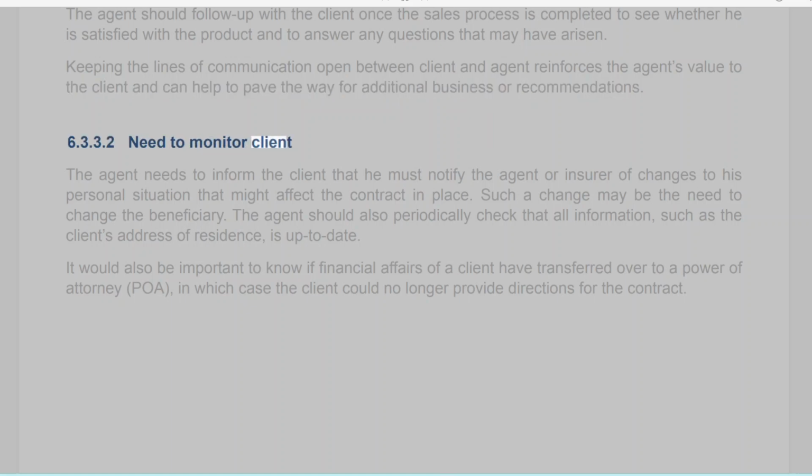6.3.3.2 Need to monitor client. The agent needs to inform the client that he must notify the agent or insurer of changes to his personal situation that might affect the contract in place. Such a change may be the need to change the beneficiary. The agent should also periodically check that all information, such as the client's address of residence, is up to date. It would also be important to know if financial affairs of a client have transferred over to a power of attorney, POA, in which case the client could no longer provide directions for the contract.